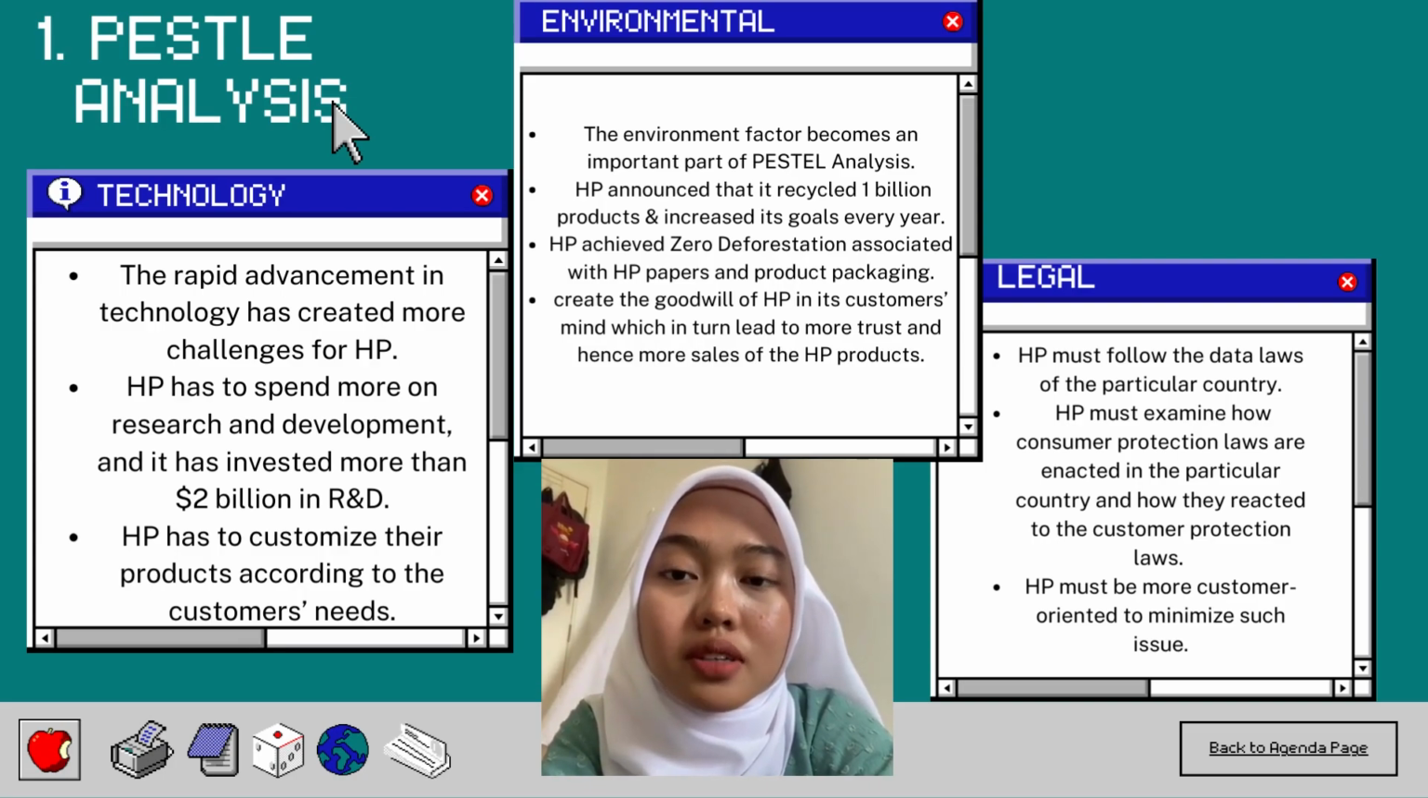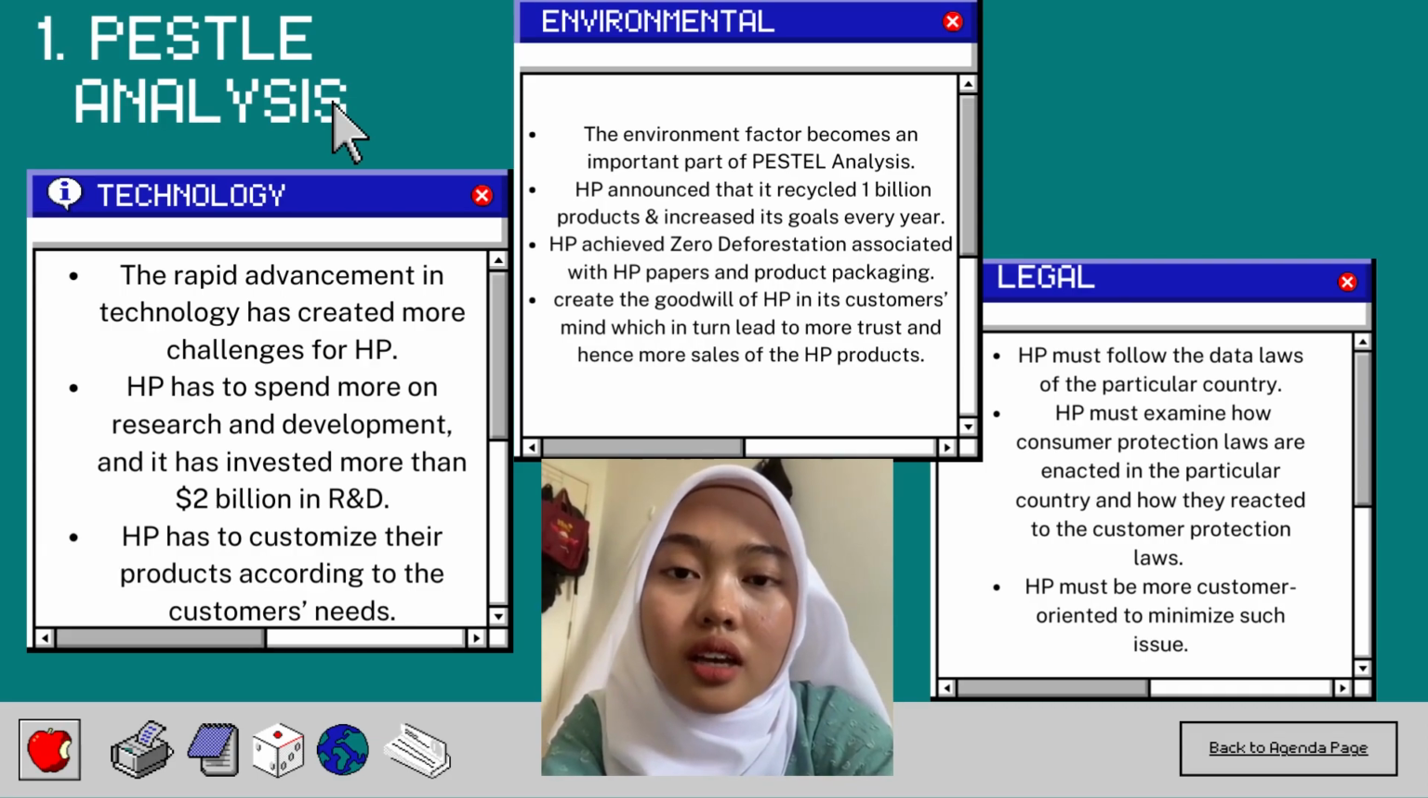With the advancement in technology, it becomes more important to keep our data safe and secure. That's why there are so many data protection and privacy laws in various countries. So HP must follow the data laws of the particular country. For example, many countries like India, Europe, China want to save their data in their own country.